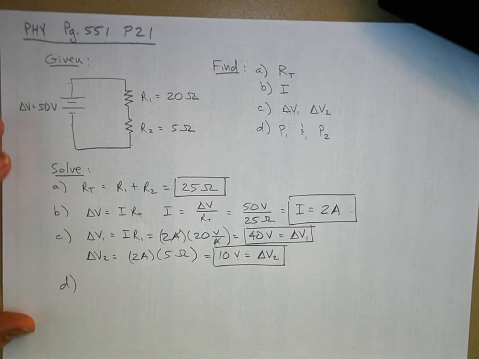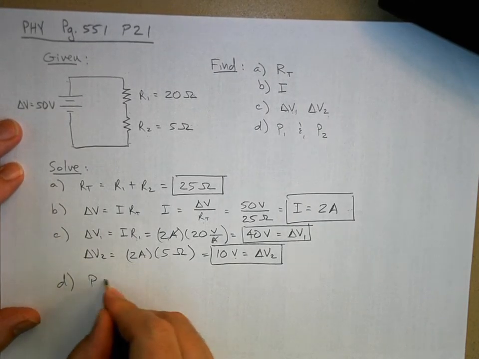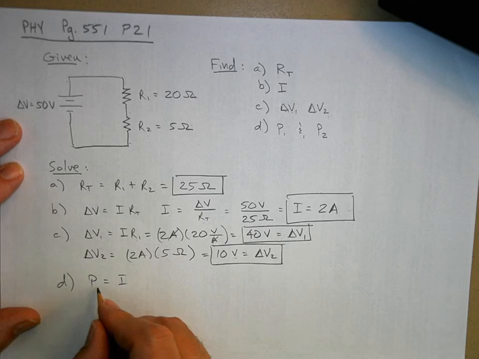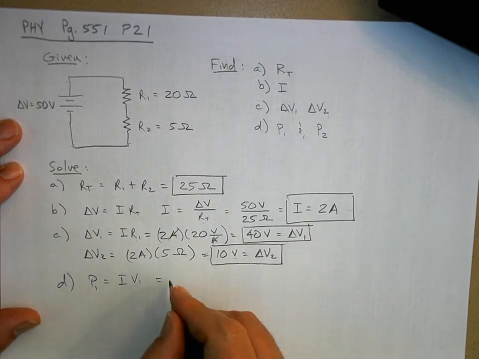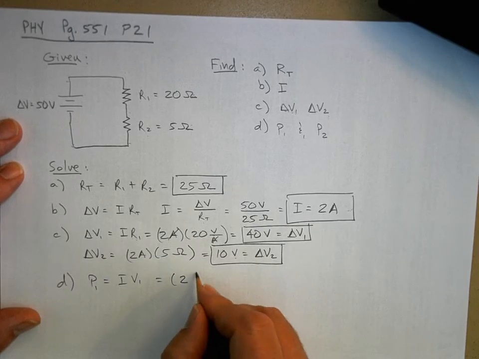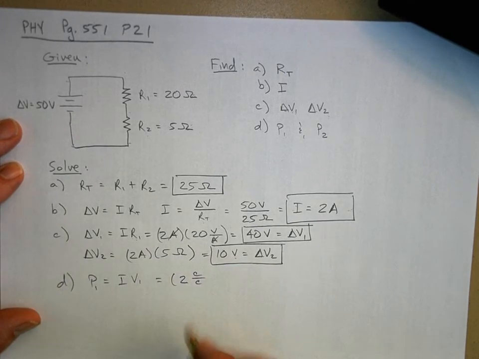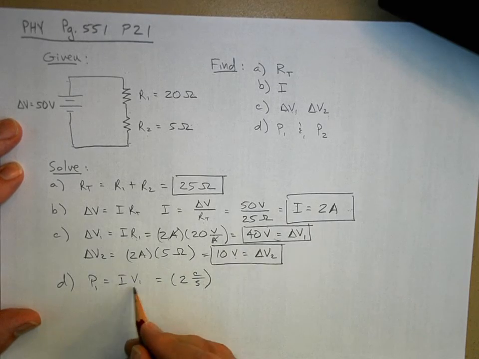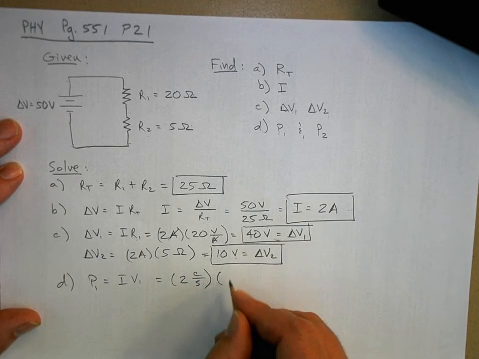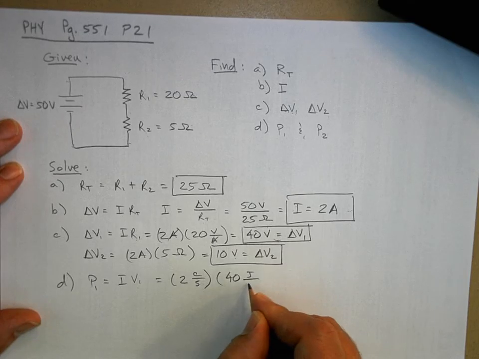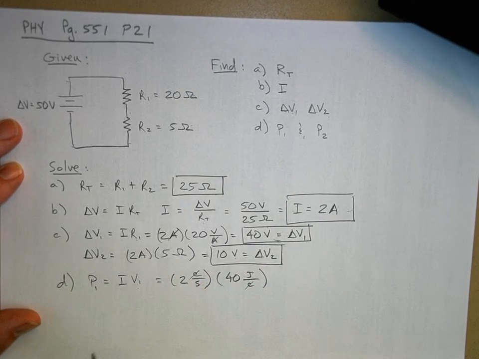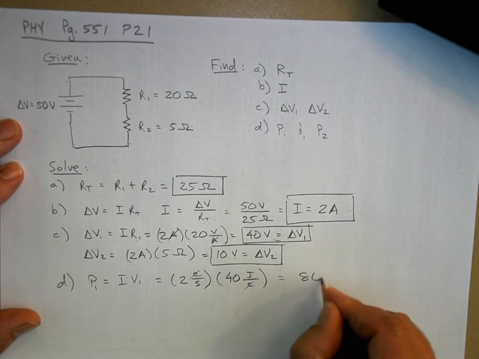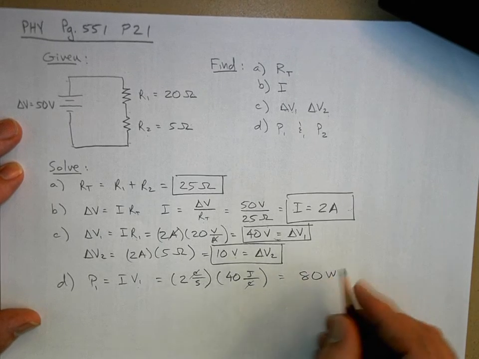Now power. P1 equals I times V1. So that's 2 amps, which is a coulomb per second. And V1 is 40 volts, and a joule per coulomb is a volt. That cancels out and gives me a joule per second. That's a watt. So 80 watts is equal to P1.